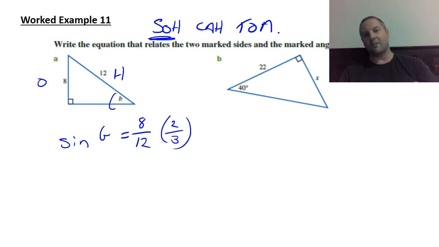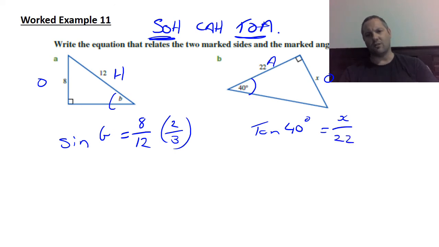Question B, same thing. Look at what we're using. We're using our angle. In this case we're using opposite and we're using adjacent. So if we're using opposite and adjacent, we're using tan. Okay, so we're going to have tan 40, because we know the angle is 40, equals, now opposite is x. We're not trying to answer it, we're just trying to write out the rules. So it's x over 22. That's your answer. Simple as that.